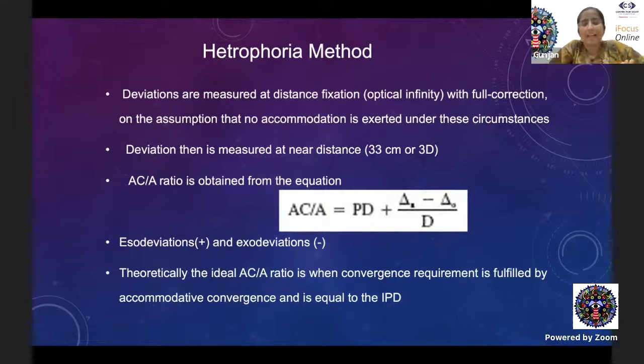Theoretically, the ideal AC by A ratio would be the point where the convergence requirement is fulfilled by the accommodative convergence and is equal to the IPD.